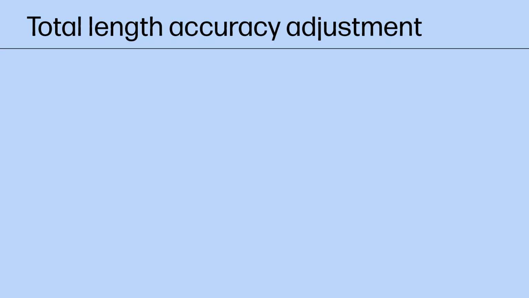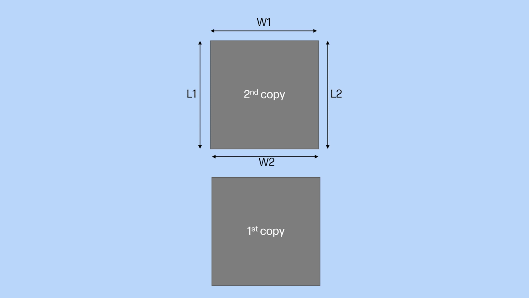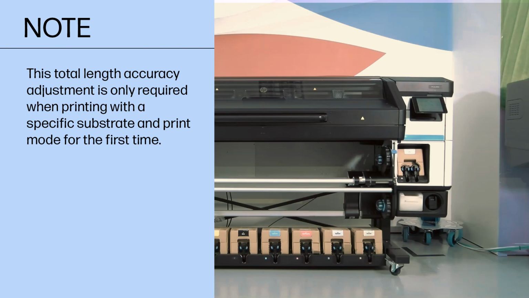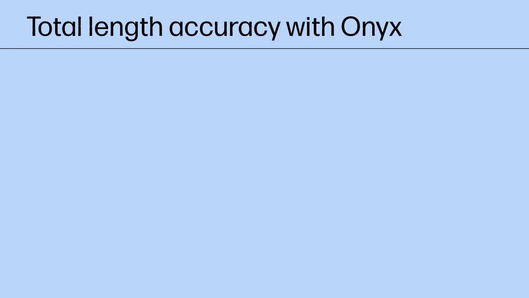Total length accuracy adjustment. Print 2 copies of a square image with known dimensions. 1 per 1 meter is recommended. After the second copy has dried, measure each side. Determine the dimensions of the average width and length. In the RIP, adjust the scale factor accordingly. This total length accuracy adjustment is only required when printing with a specific substrate and print mode for the first time.